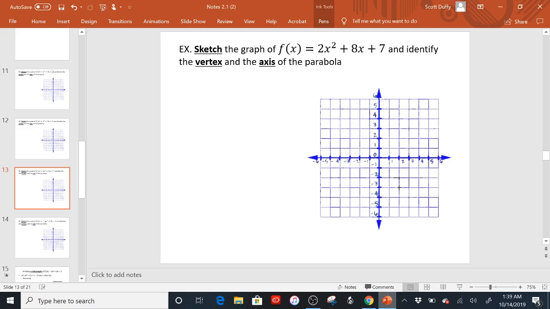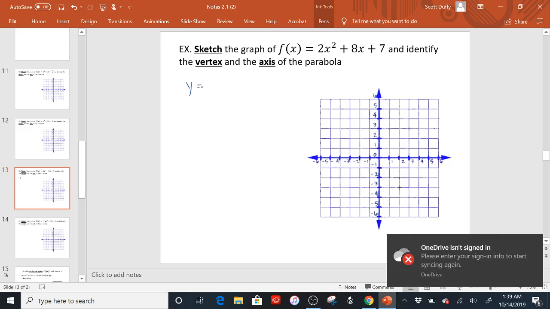Okay guys, so we're going to pick up where we left off on Friday. First thing we want to do is take a look at our equation.